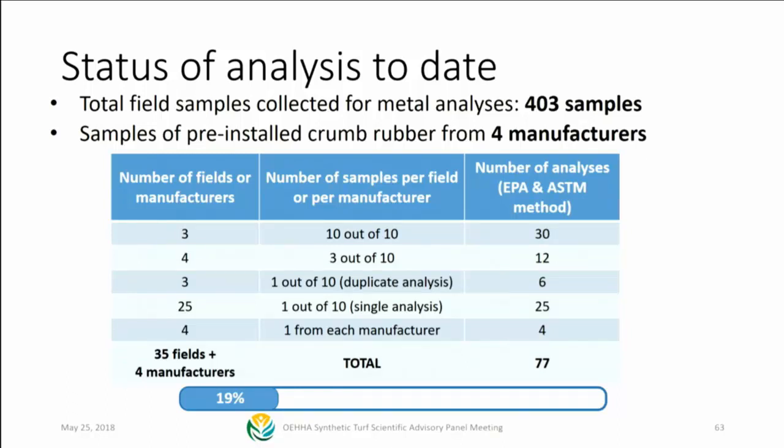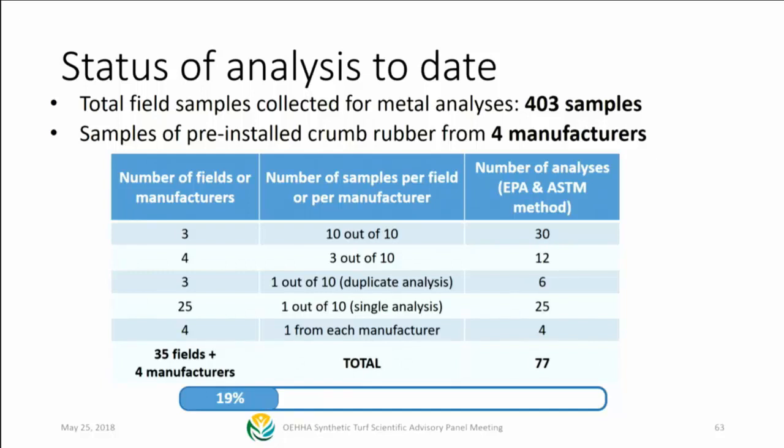For 3 fields, we have measured all 10 of the samples that were collected. For 4 other fields, we measured only 3 of the samples that were collected. For 3 of the fields, we measured just 1, but we did it twice. We had a duplicate of the same sample there. And then for the majority of them, 25 fields, we analyzed only 1 of the 10 samples in each. And then for the manufacturers, we just did 1 analysis for each of them. So that's a total of 77 analyses, both on the EPA method and on the ASTM method. We did the same for each of the samples on both methods.